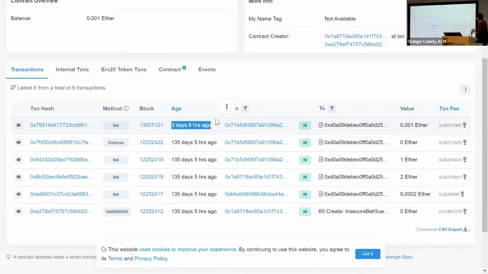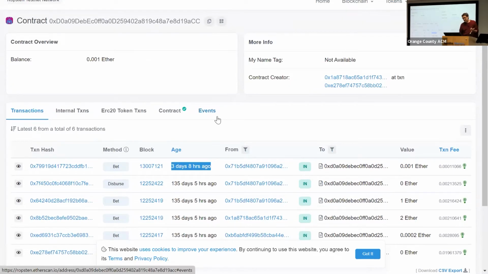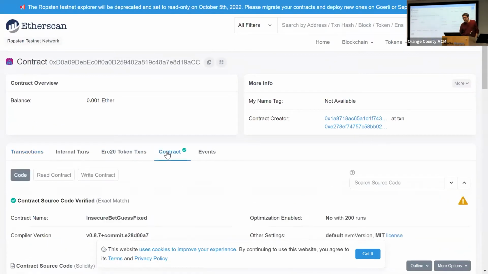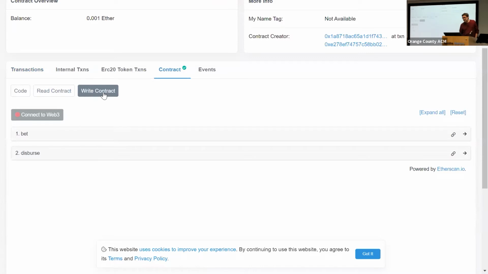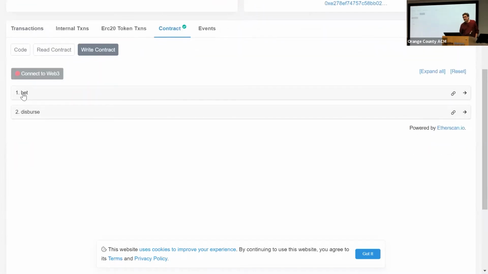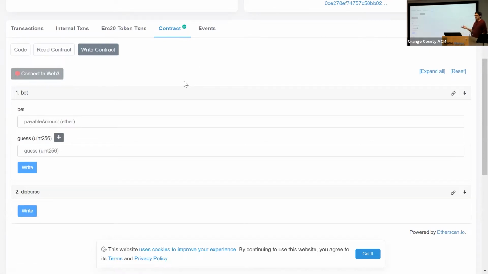Okay, so we've seen the smart contract, we've seen the transactions. Now, how do I interact with such a smart contract? We have these two functions that we need to be able to call. Here I can see the two functions, and when I enter something there, then I trigger the transaction.